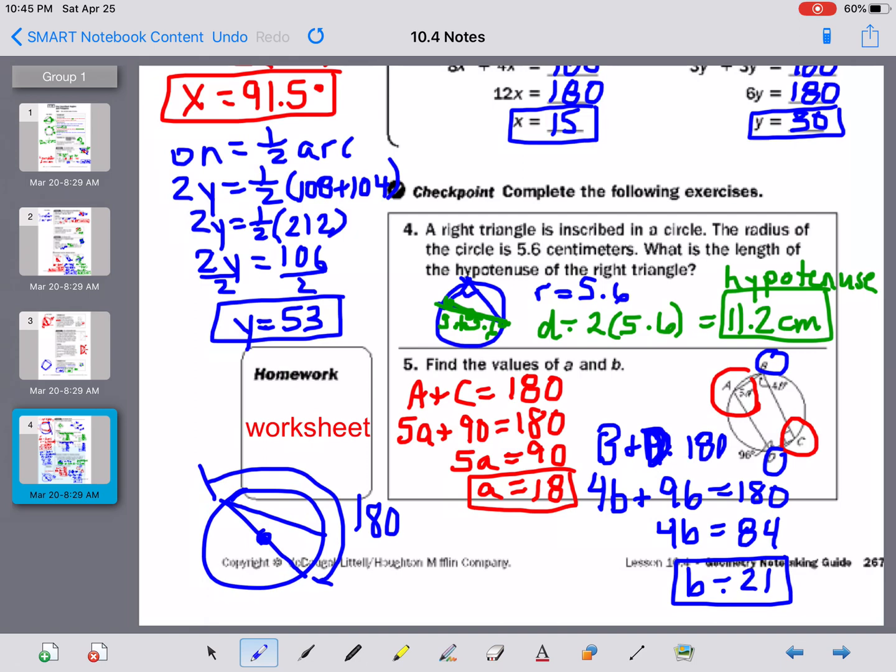I can't stress enough, when you find your picture, mark them up. Make sure you mark down every measure you already know. It'll help you find the measures you don't know. So make sure you do that.